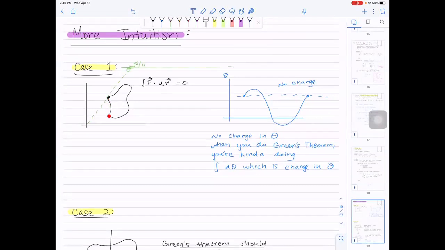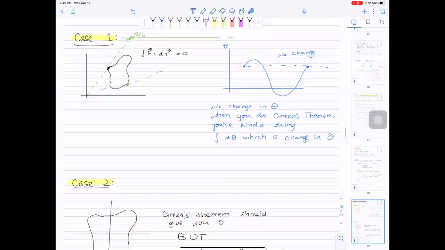As I travel along this curve, say when I get to this point, my theta is smaller. So we see this is a graph of theta over time. Theta was pi over 4, and then it got smaller, and then you keep on going up, and eventually you get back to the same theta. So there was no change in theta, so the integral over this path would be 0.